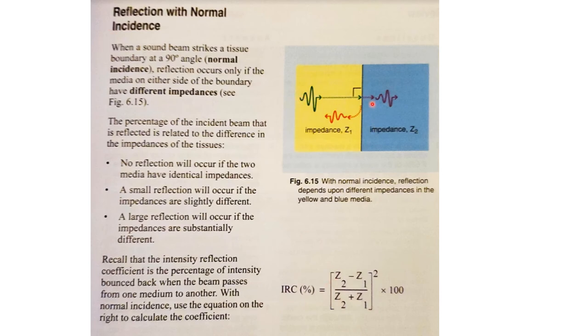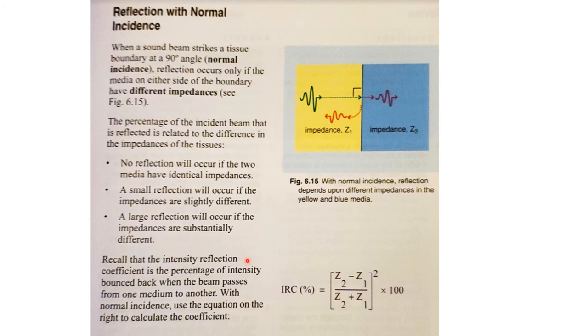We have no refraction, but we do have reflection when we hit something perpendicularly. And so when a sound beam strikes a tissue boundary at 90 degrees, normal incidence, reflection occurs only if the media on either side of the boundary have different impedances. The percentage of the incident beam that is reflected is related to the difference in the impedance of the two. No reflection will occur if the two have identical impedance. Remember, we talked about impedance in terms of rails. A small reflection will occur if they're only slightly different, and a larger one will occur if they're substantially different.